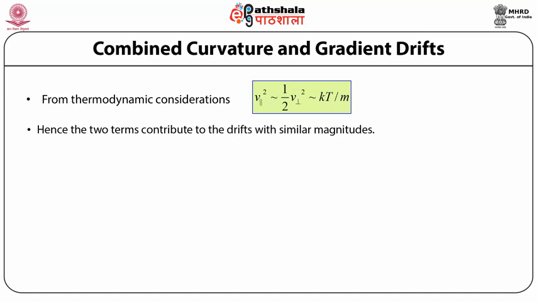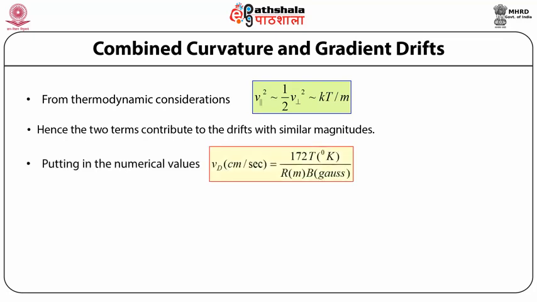Substituting for the velocities in terms of the temperature from above and using the numerical value of the charge of electron and other constants for a singly charged particle, we obtain Vd in cm per second equals 172 T, with T in Kelvin, divided by r in meters and B in Gauss.